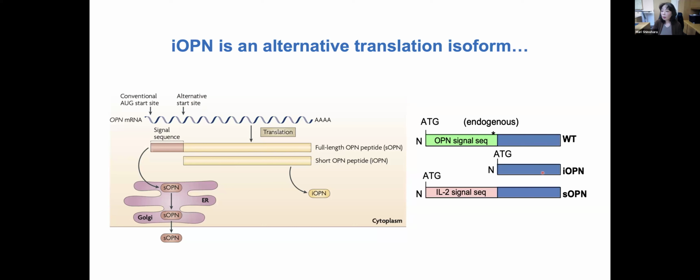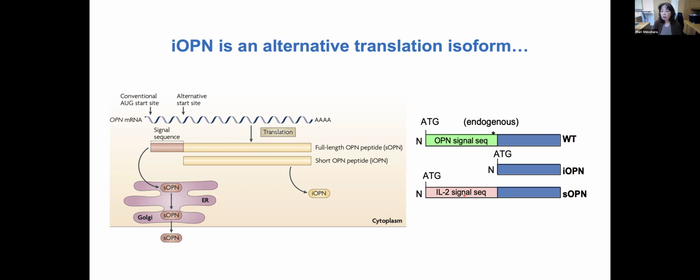To generate iOPN only, we made a mutant which completely lacks the OPN signal sequence. And then anything we get from here just stays in the cytoplasm. And for sOPN, it was a little bit trickier, but it's not so complicated. What we did is we simply replaced the OPN signal sequence with the IL-2 signal sequence.